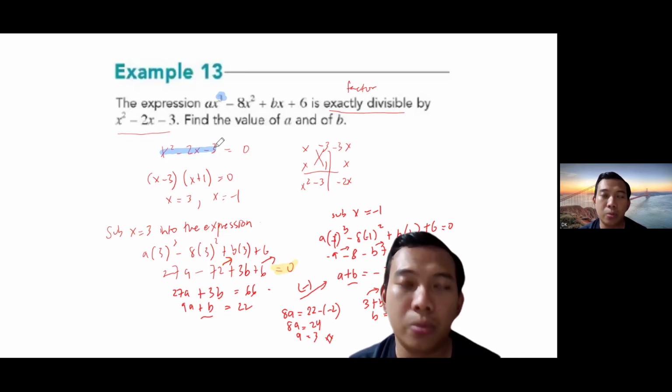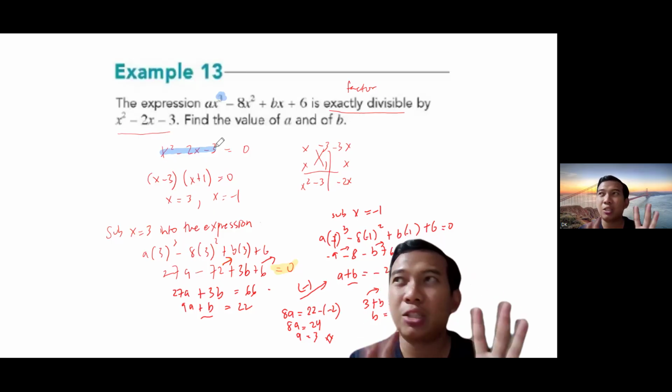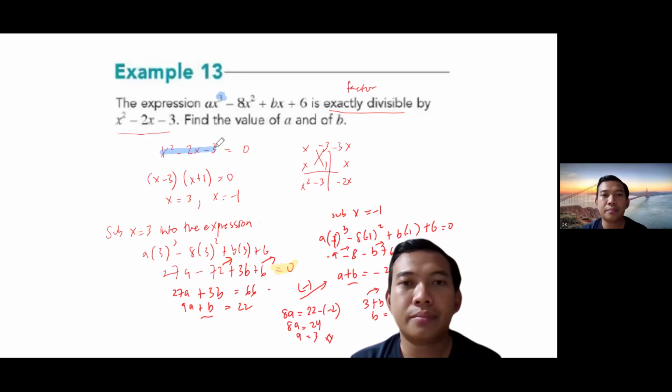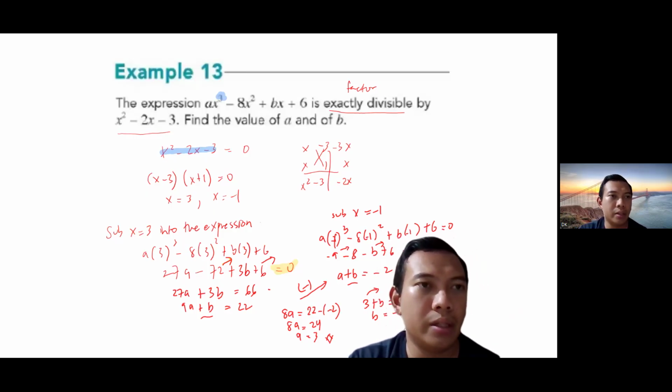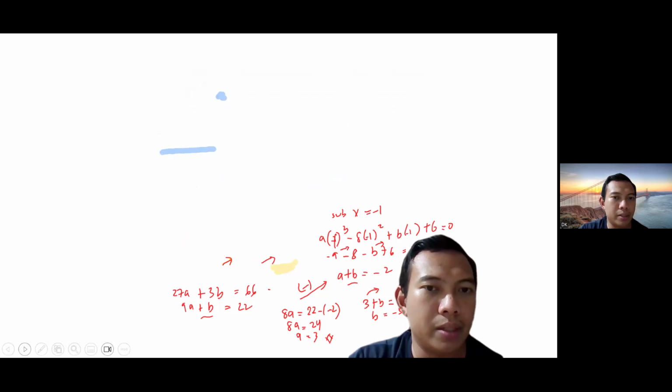Solving a cubic can also be done using long division. So long division is quite useful as well, actually an alternative. Okay, right. So I think that's the end of factor theorem and remainder theorem.